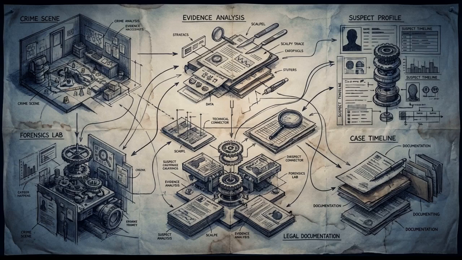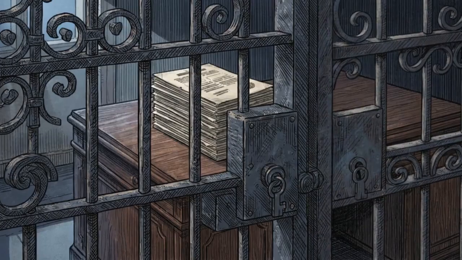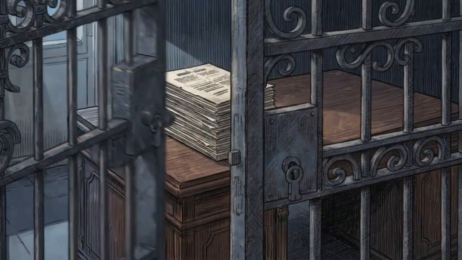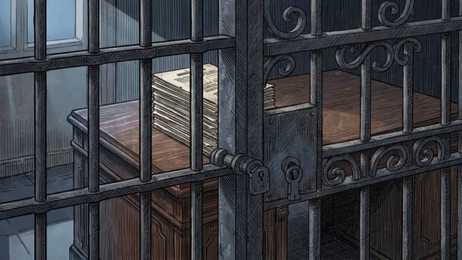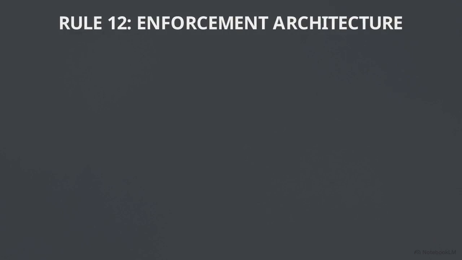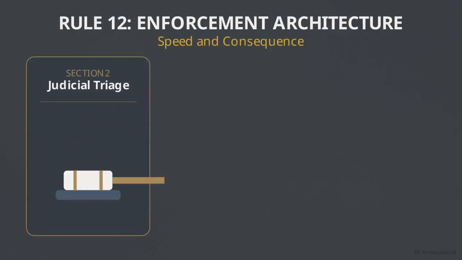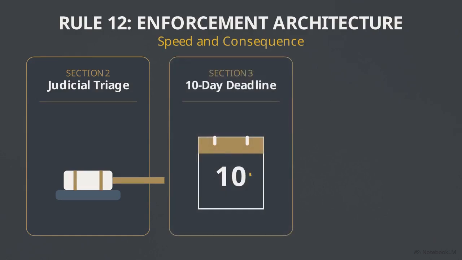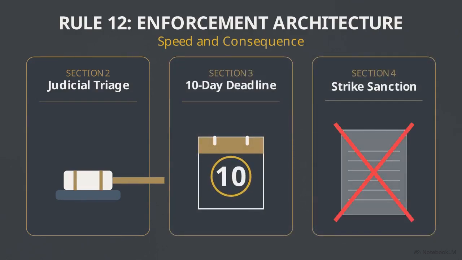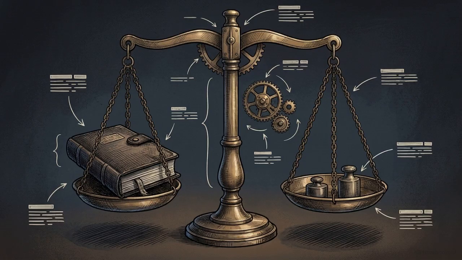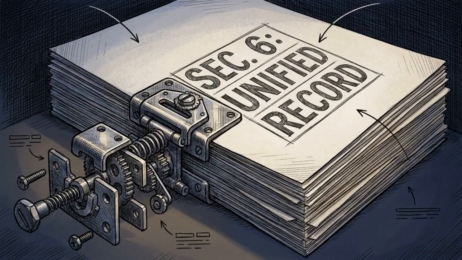Stepping back to view the architecture of Rule 12, we can see the full journey of a challenged pleading. Rule 12 stands as the ultimate procedural gatekeeper, forcing a pleader to commit their ultimate facts to the record. It achieves this through speed and consequence. It leverages swift judicial triage in Section 2, strict 10-day deadlines in Section 3, and the looming threat of striking out entire claims in Section 4. At the same time, it maintains equilibrium, guaranteeing a 5-day minimum safety net for the defense under Section 5 to ensure a single clarified record under Section 6.